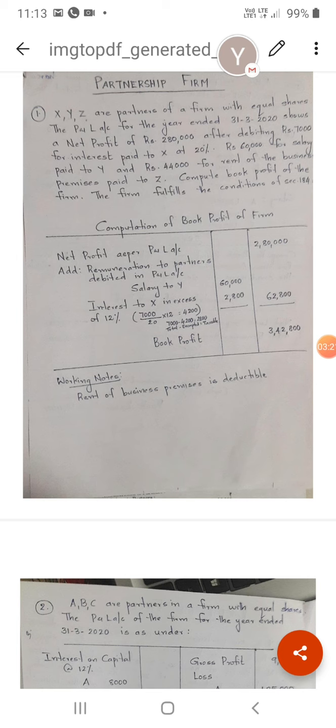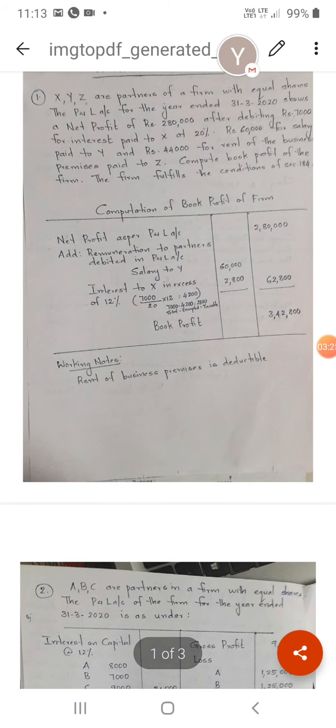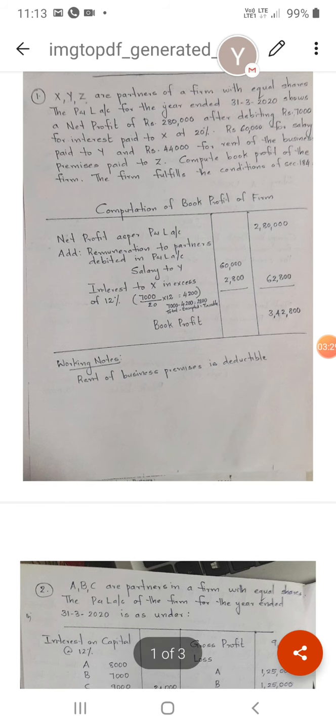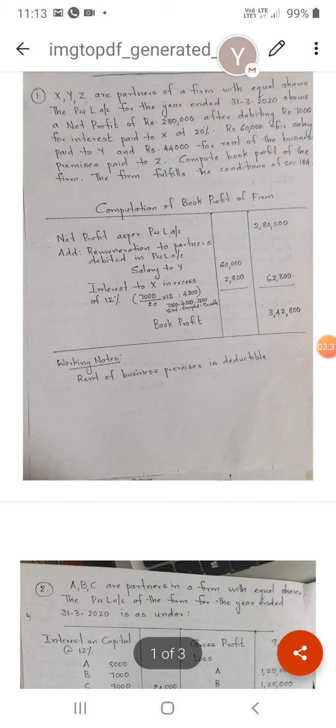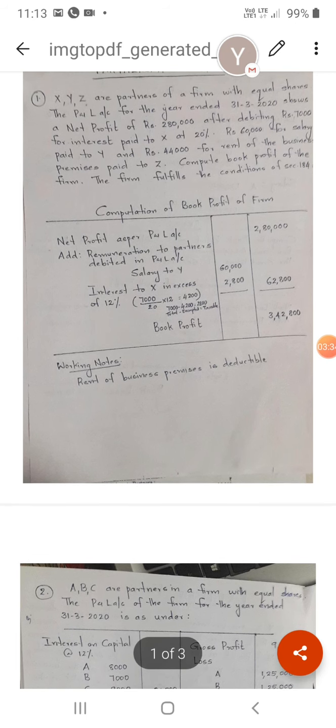Remuneration is allowed to working partners, and interest on capital is allowed at 12 percentage and can be deducted from the business income of partners. Okay. So first one, computation. The question is asking about computation. First item, what is the first item? Net profit as per profit and loss account. It is given as 2,80,000.